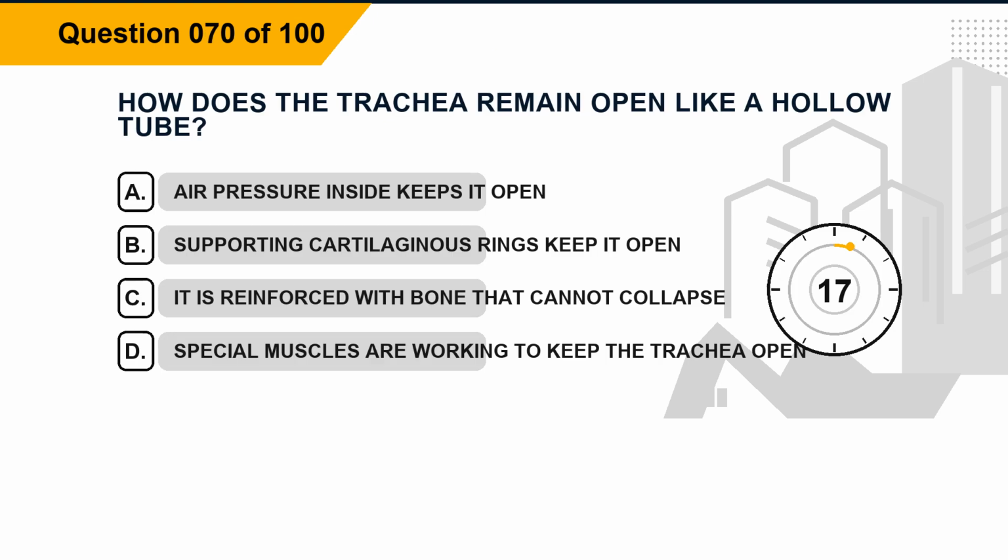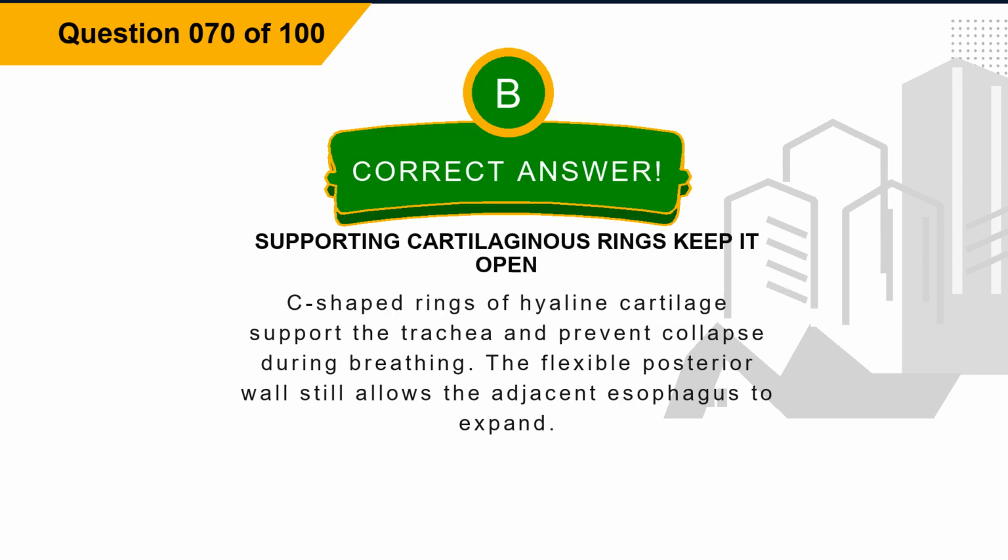Question 70. How does the trachea remain open like a hollow tube? Option A, air pressure inside keeps it open. Option B, supporting cartilaginous rings keep it open. Option C, it is reinforced with bone that cannot collapse. Option D, special muscles are working to keep the trachea open. The correct answer is option B, supporting cartilaginous rings keep it open.